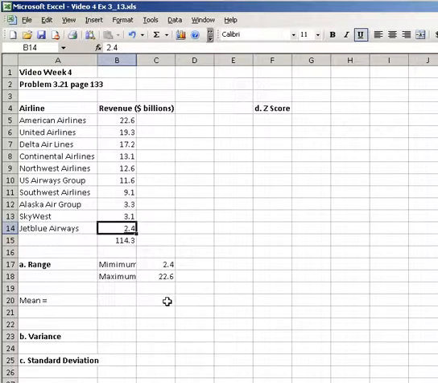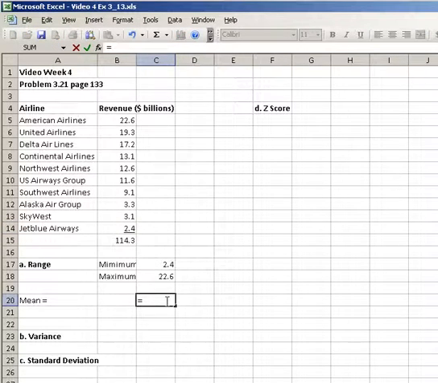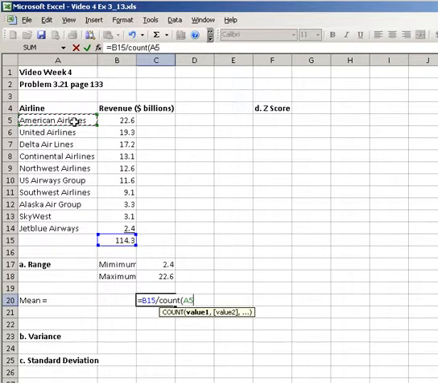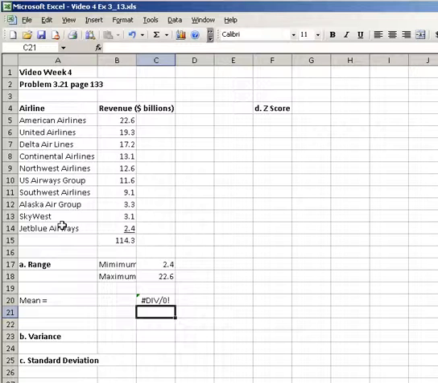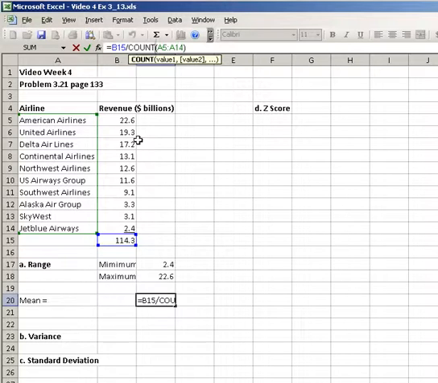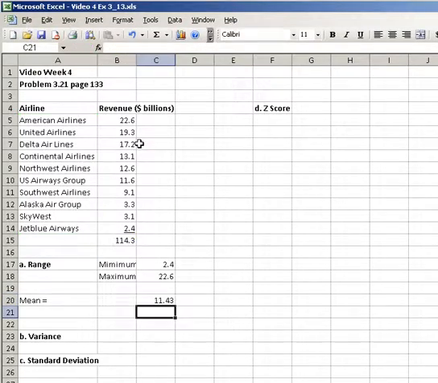Okay, the mean then is equal to the sum divided by the number of airlines. Anybody count how many of those are? I think it's 10. But I'll just count the words over here, see what that gives me. Ooh, divide by 0. It didn't find it. You know why? Because it counts numbers, not letters. If I want to count things that have letters in them, I have to put a count A for alpha in it. And sure enough, that gives me 10. And the average is $11.43 billion. That's the average airline.